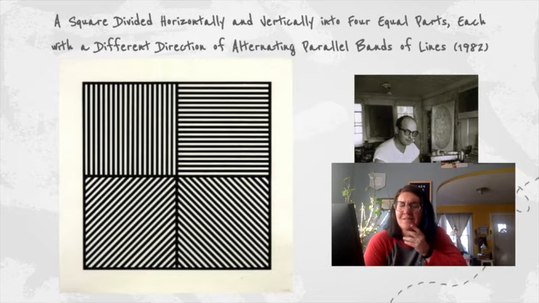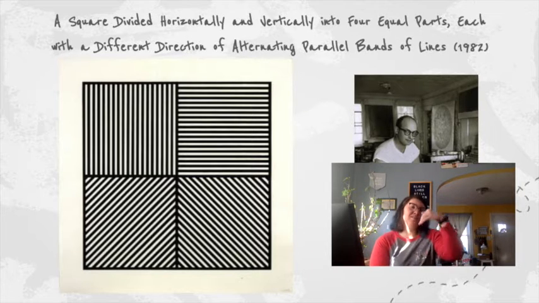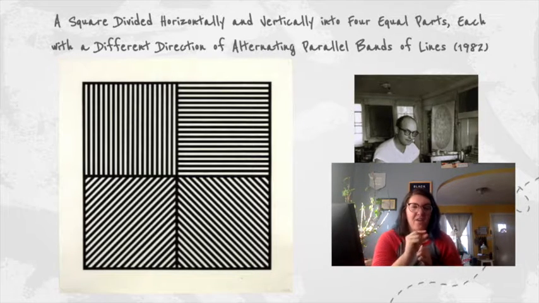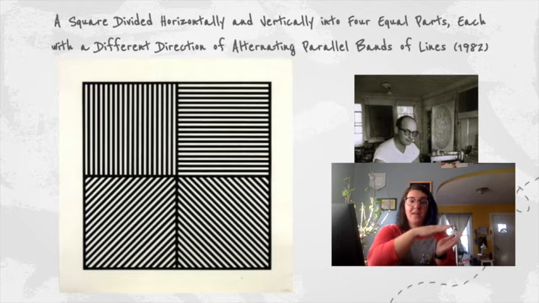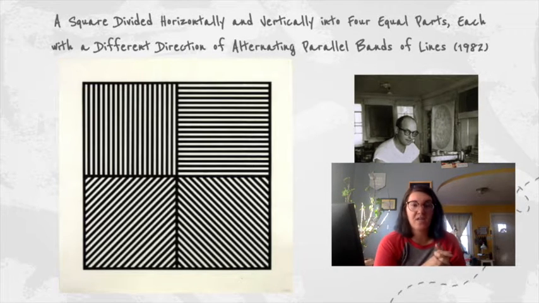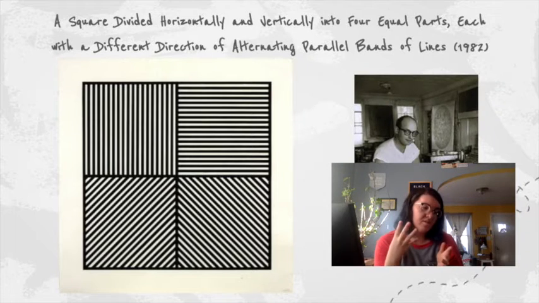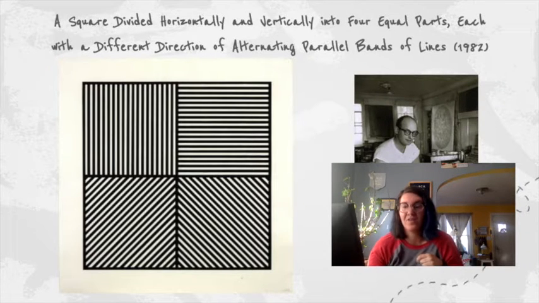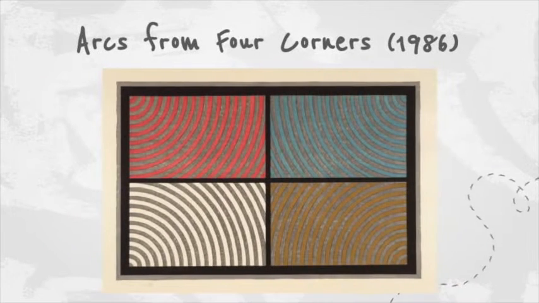I didn't actually count, but I bet there's the same number of lines in each section, and they're evenly spaced, but turned in different directions. So we have 4 sections with lots of lines. Nice. Let's look at another one of Sol's. This is our last artwork. It's called Arcs from Four Corners, made in 1986 by Sol LeWitt. What do you notice?